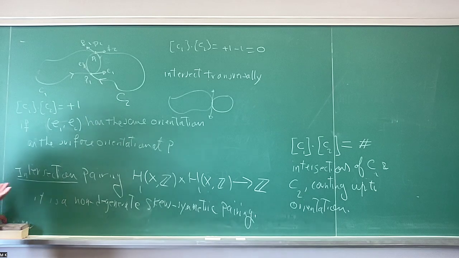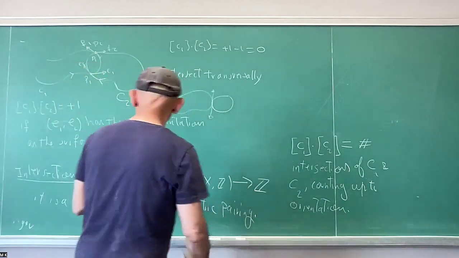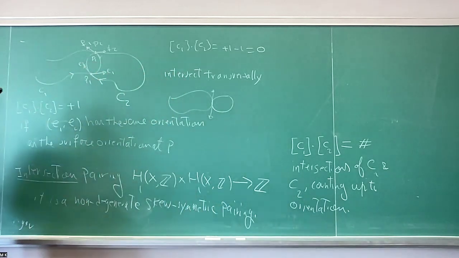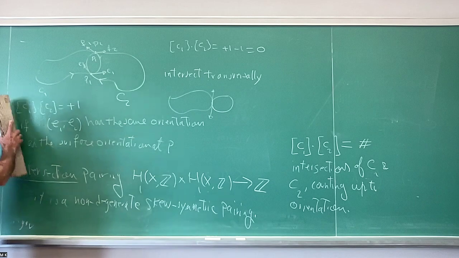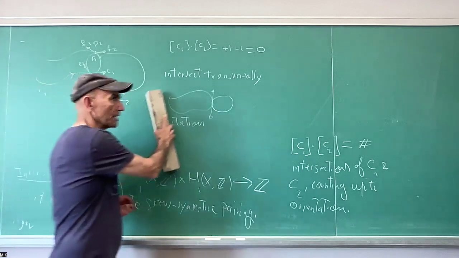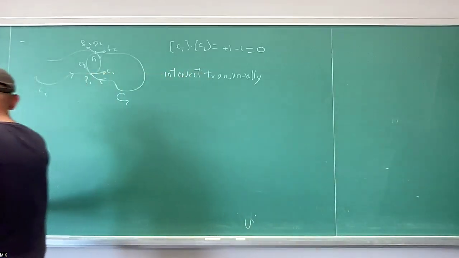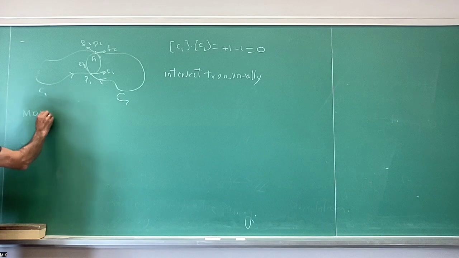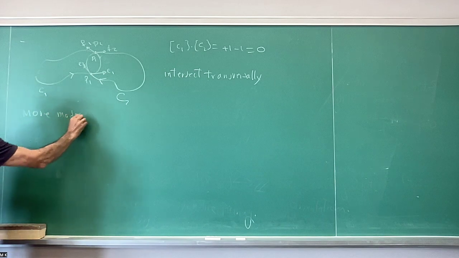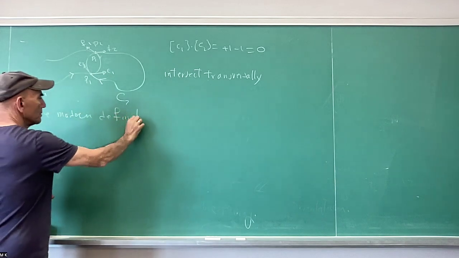But then there is a formula you can use. Let me give you the more modern definition that you learn maybe in algebraic topology, which I will tell you what it is. And then I will look at examples that we need. So, a more modern definition. There is something called the cup product.